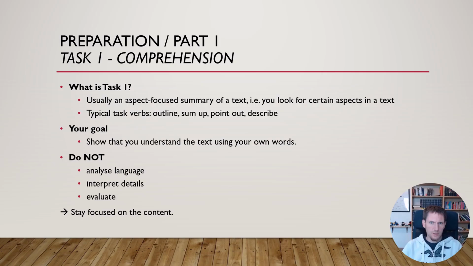So after the introduction, you move on to task 1. In most cases, task 1 is an aspect-focused summary. The task tells you which aspects of the text you should focus on, and your job is to present these clearly and logically. There are the typical task verbs here: outline, sum up, point out, describe, also sometimes summarize. But the main goal is always quite simple: show that you understand the text and that you can explain its content in your own words.